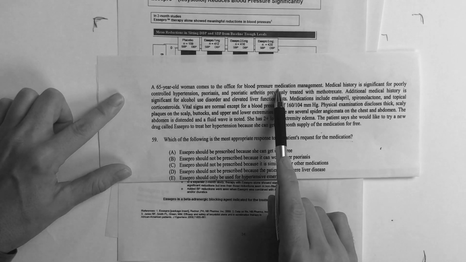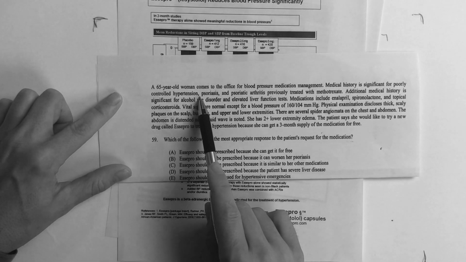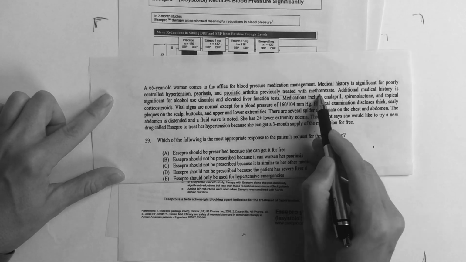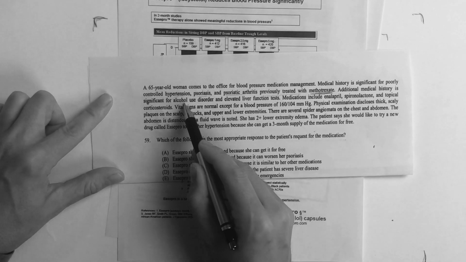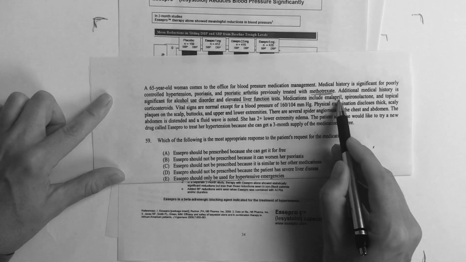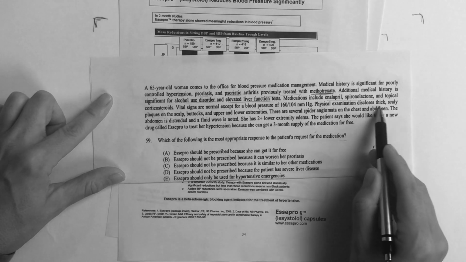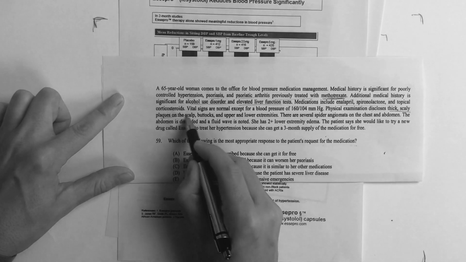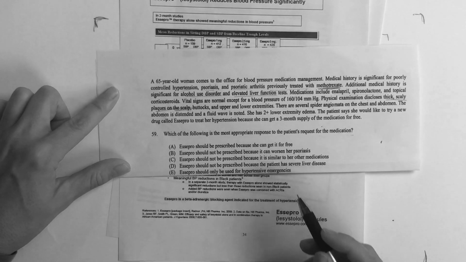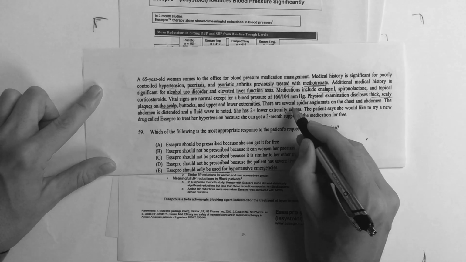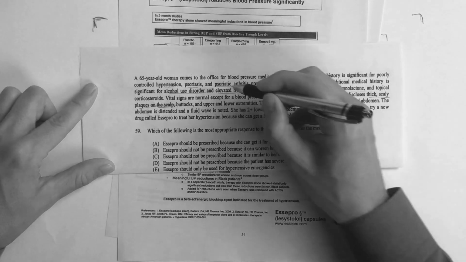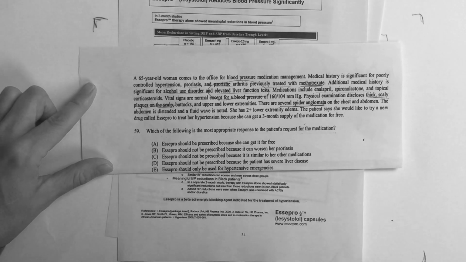She's 65, comes for blood pressure medication. History is poorly controlled. She has hypertension, psoriasis, psoriatic arthritis, previously treated with methotrexate. Alcohol use disorder, elevated liver enzymes, treating on multiple medications, vital signs of this. She's got this physical exam that discloses thick, scaly plaques on the scalp, so she's got the whole psoriasis thing going all over the place. Severe spider angiomata. Now, when you think of that, what are you thinking? It goes back to this whole liver thing, right? She's probably got some chronic stuff going on.